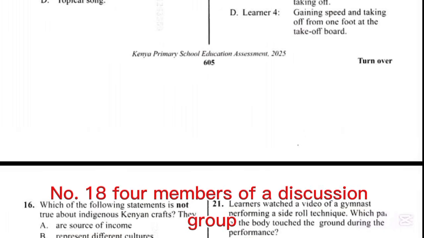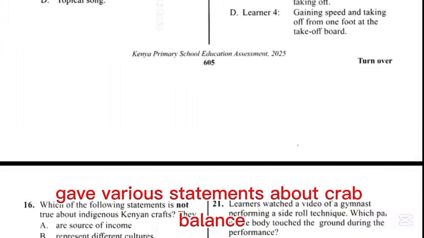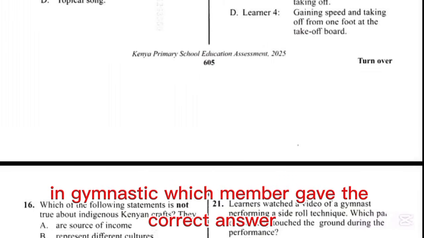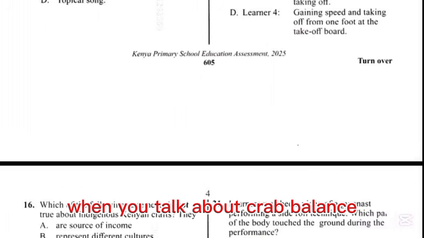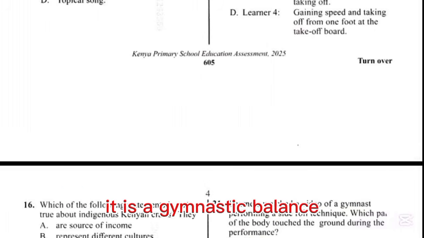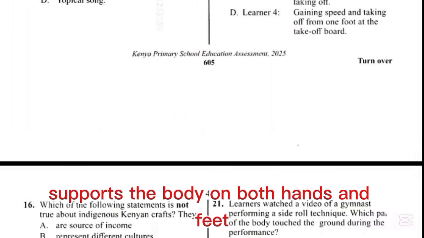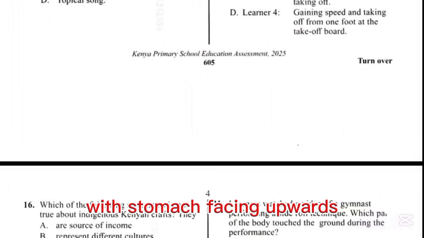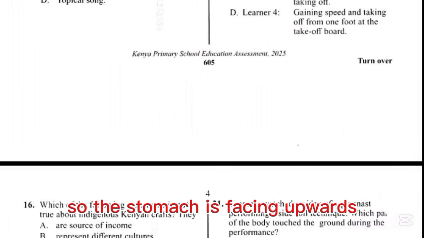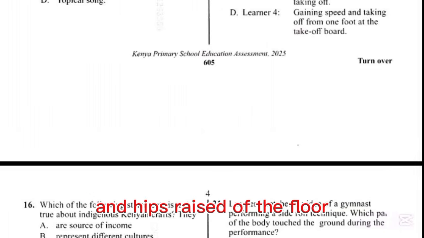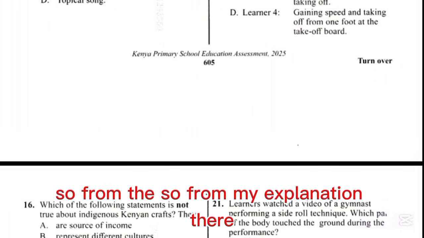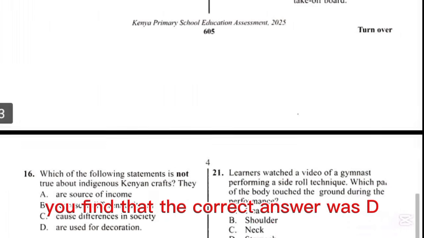Question 18. 4 members of a discussion group gave various statements about crab balance in gymnastics. Which member gave the correct answer? When you talk about crab balance, it is a gymnastic balance in which the performer supports the body on both hands and feet with stomach facing upwards. So the stomach is facing upwards, the back is facing downwards, and hips raised off the floor. So from my explanation there, you'll find that the correct answer was D.